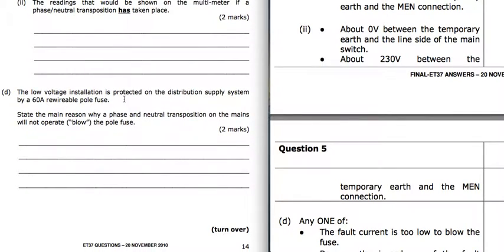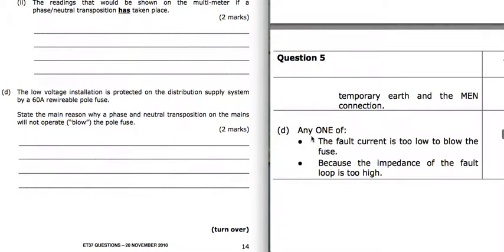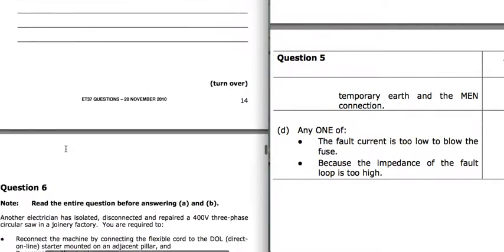The low voltage distribution supply system is protected by a 60 amp rewirable pole fuse. What's the main reason why a phase and neutral transposition on the mains will not blow the pole fuse? Well, the pole fuse being 60 amps, it's going to take a lot of current to blow that, so the fault current is too low to blow that fuse because the impedance of the fault loop is too high. There's not enough current to blow that 60 amp.